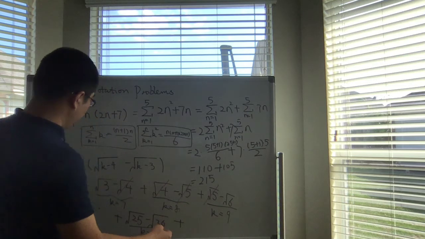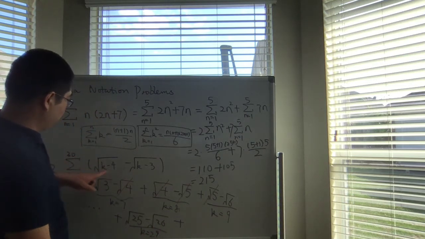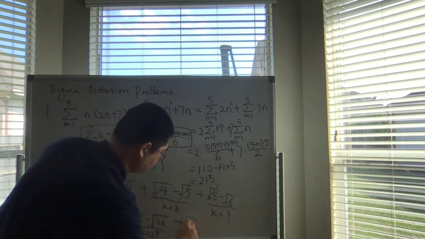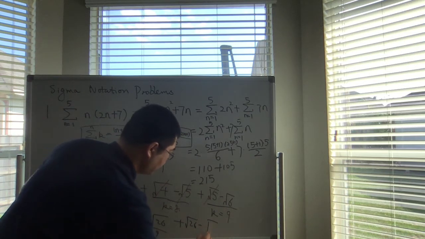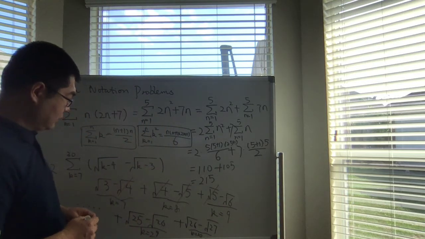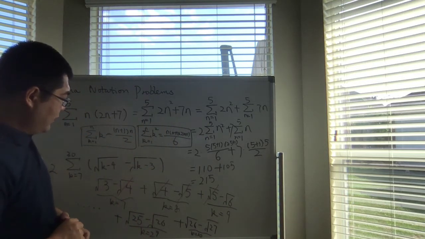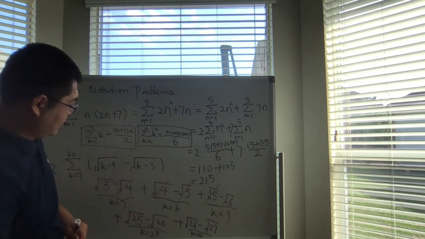And then let's see, k equals 30 equals what? You have square root of 26 minus square root of 27, right? This is when k equals 30, okay? Sorry about the space. It's very crowded. And do you see that, guys?